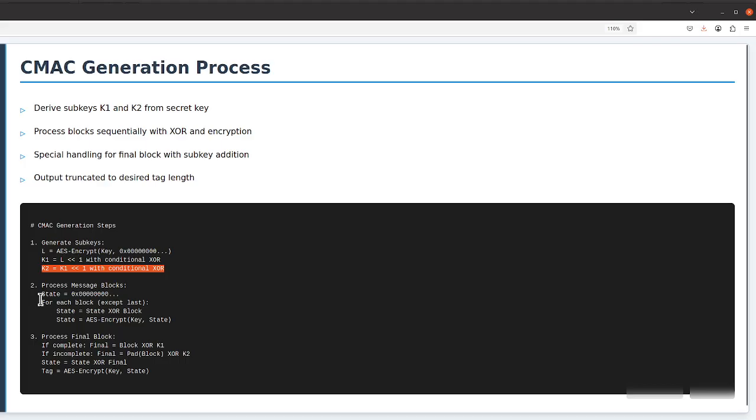Next, we divide our message into complete blocks. If the message length is a perfect multiple of the block size, great. If not, we need to handle that last incomplete block specially. Now we begin the iterative processing. We start with a zero initialization vector. For each complete block except the last, we XOR the current state with the message block, then encrypt the result with our block cipher key. The output becomes the new state, which feeds into processing the next block.